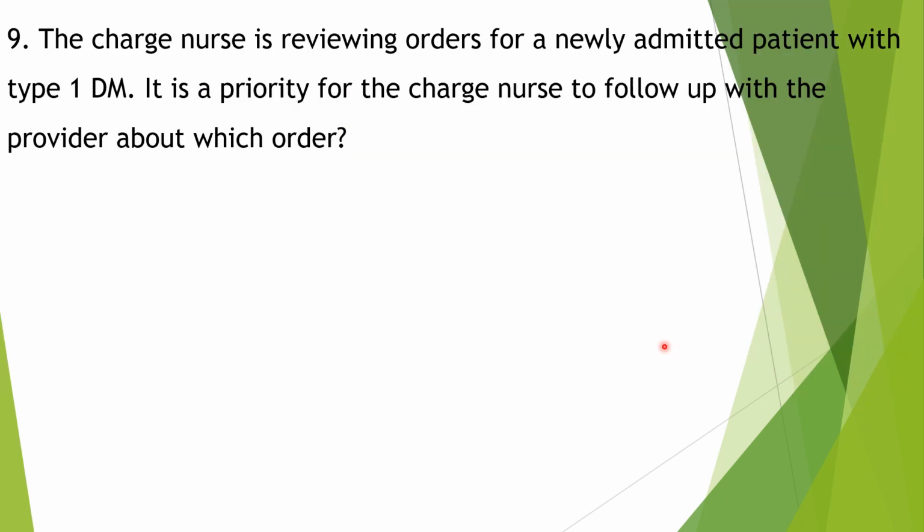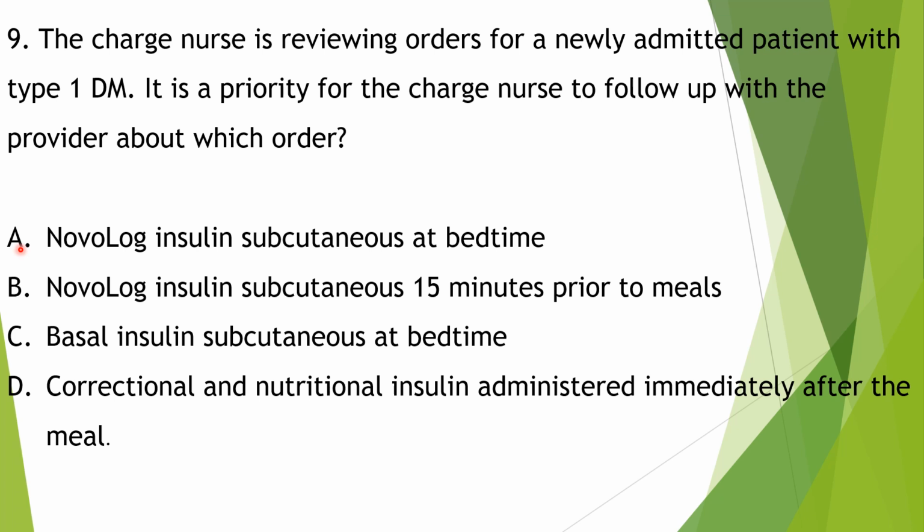The charge nurse is reviewing orders for a newly admitted patient with type 1 diabetes mellitus. It is a priority for the charge nurse to follow up with the provider about which order? Novolog insulin subcutaneous at bedtime. Novolog insulin subcutaneous 15 minutes prior to meals. Basal insulin subcutaneous at bedtime. Correctional and nutritional insulin administration immediately after meal.